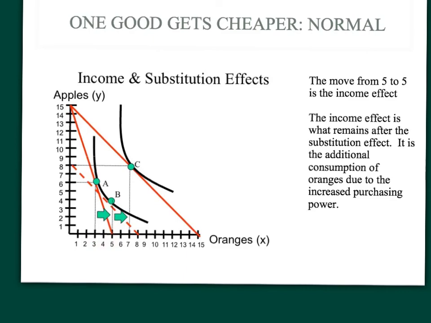That's our substitution effect. Obviously, what remains then is going to be the income effect. So in this case, it's the move from 0.5 to 0.7. This is the income effect. The income effect is what basically remains after the substitution effect. It's the additional consumption of oranges due to the increased purchasing power.